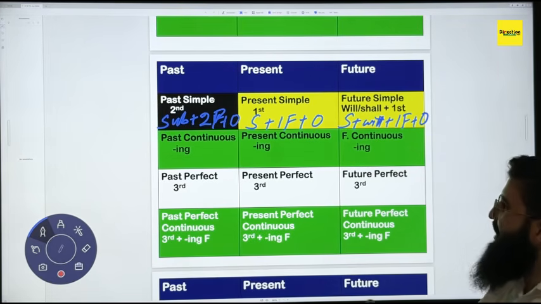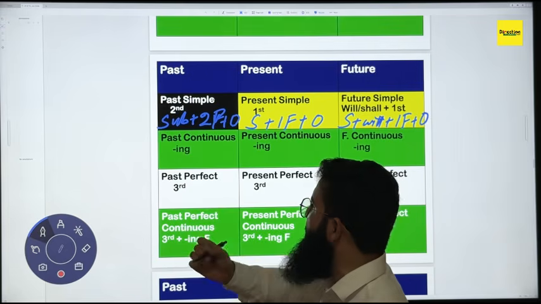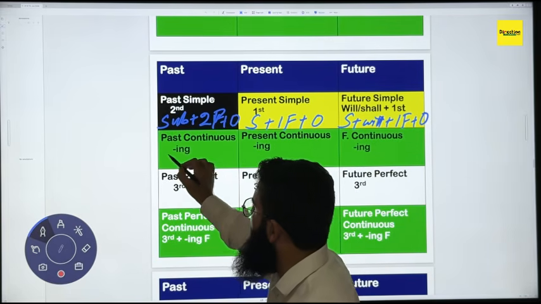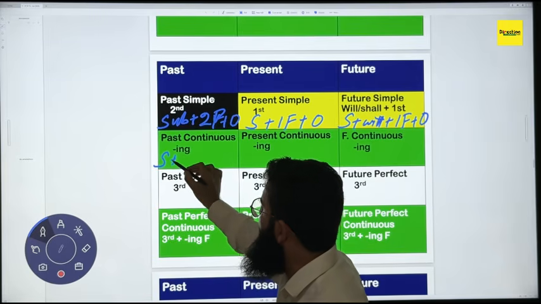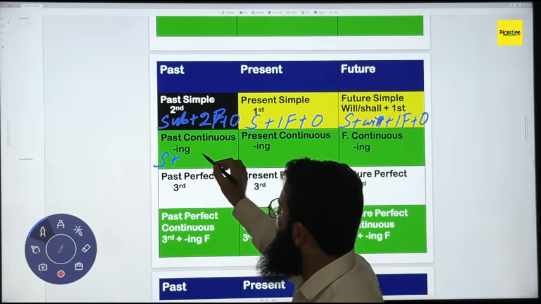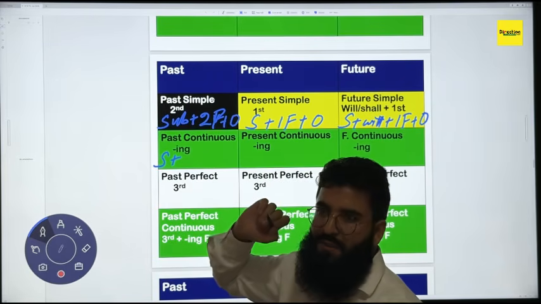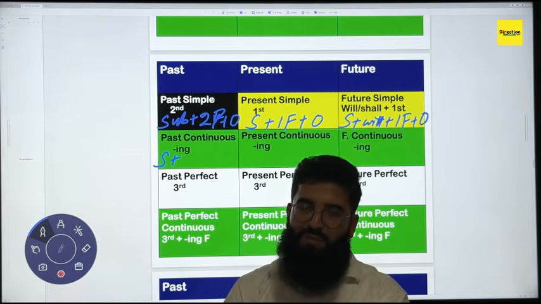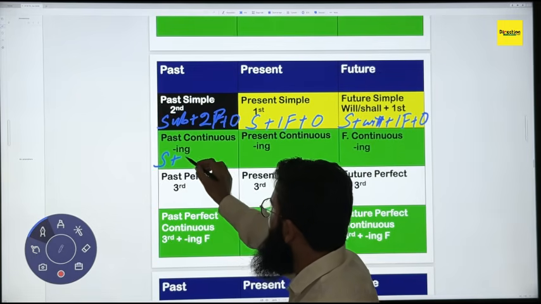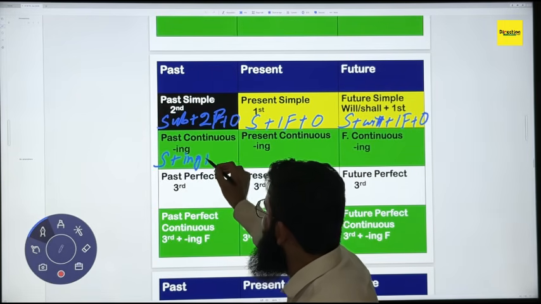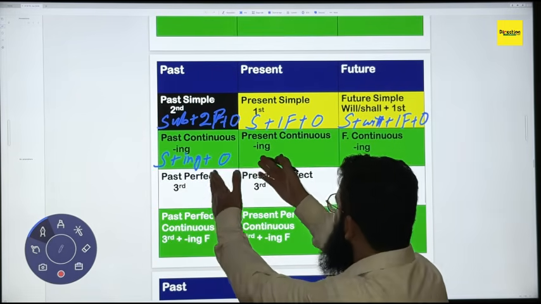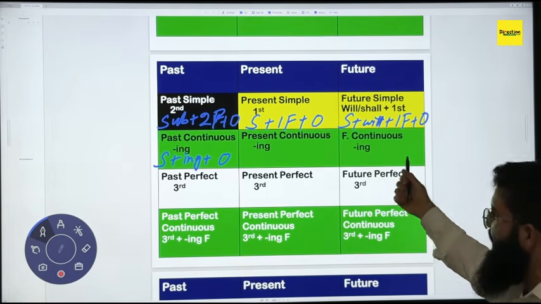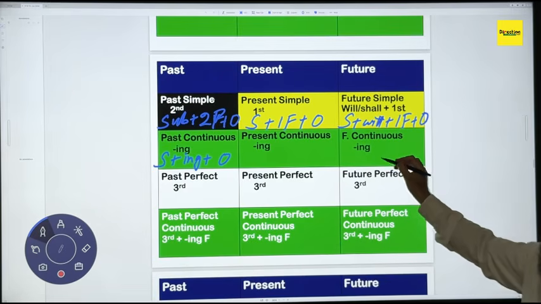Now I'll ask you, what is the structure of past continuous? Just give it a try. What shall I write here? Subject plus which form of verb? Yeah, you call it ing form of verb, fourth form of verb. Ing form is easy because it ends with ing. We write ing plus object. Same, nothing new. Because here also subject plus ing form plus object, and subject plus will also here, okay?